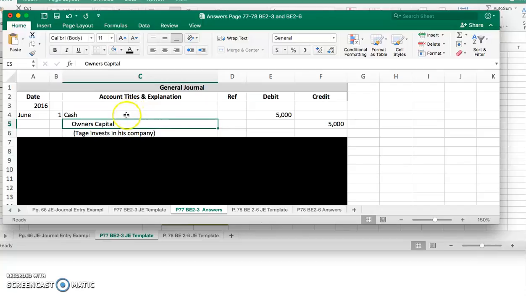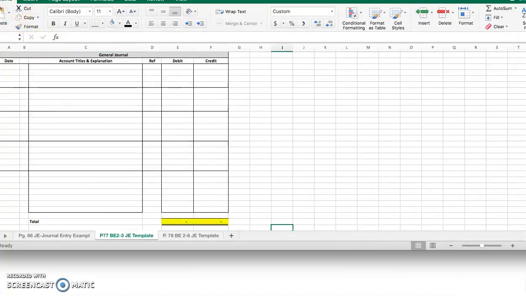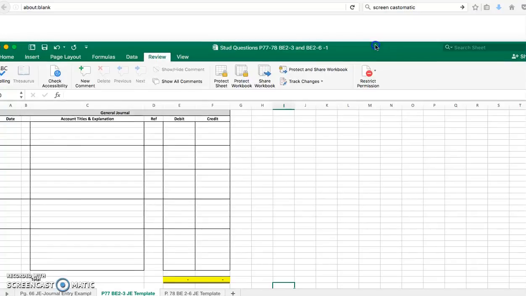I'll just put this in. How you write a journal entry is cash. The reference number for cash will be 101. Then you put $5,000 in here, which is a debit because the owner paid money in. Then the owner's capital is increased with a credit of $5,000, and you write a description, Tage invests in his company. Then you'd find the reference number for owner's capital. You do this for both transactions. You can look that up, do some research, and complete it, and then you would attach it to the Blackboard account, and you'll get a separate grade.